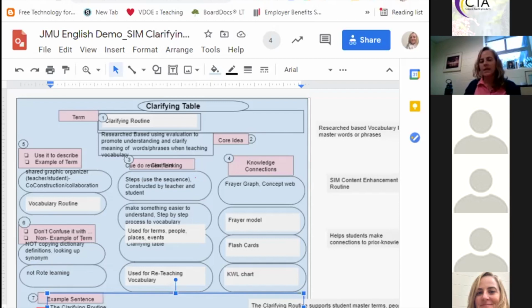All right, let's see some more sentences coming in. I know it takes you a minute to put it all together. To promote and facilitate concepts and routines. Thank you, Rebecca. And Mona, the clarifying routine is a way to scaffold vocabulary instruction. Yes. And Pamela, the clarifying routine is a systematic strategy of vocabulary building.